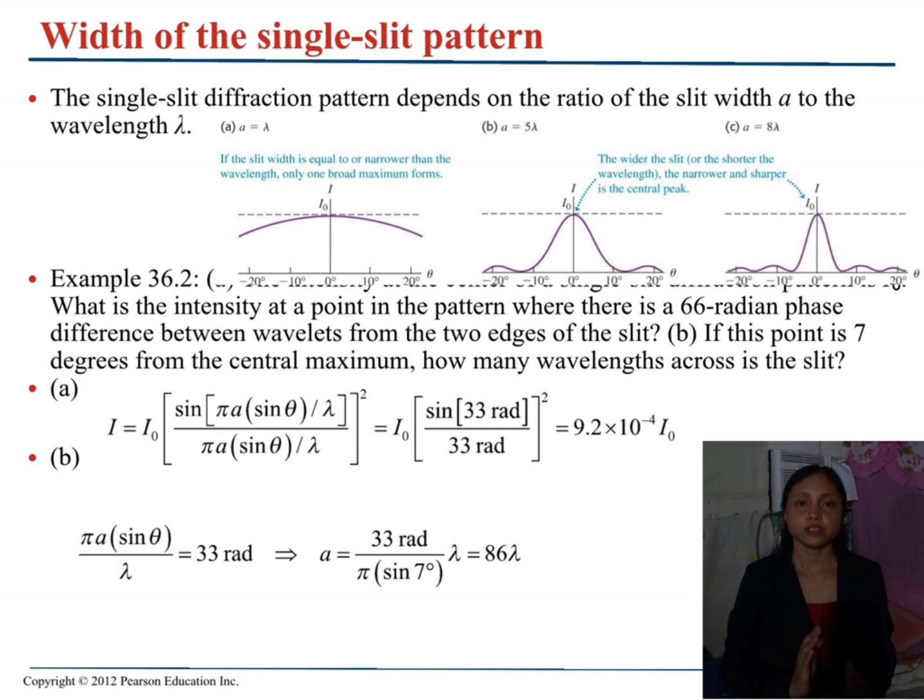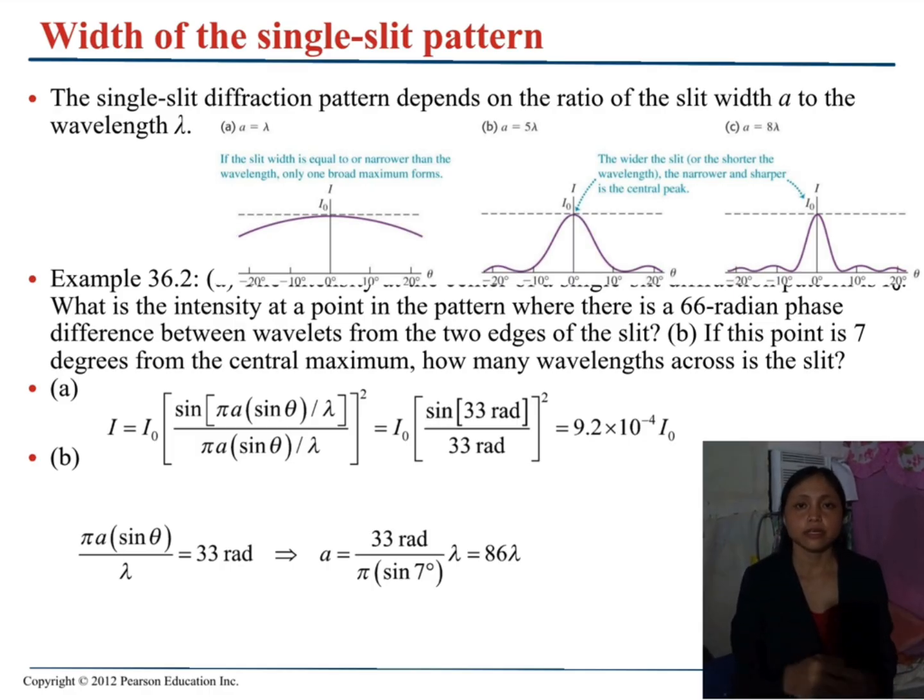The width of the diffraction pattern depends on the ratio of slit width to wavelength. A wider slit produces a narrower diffraction pattern, while a narrower slit produces a wider diffraction pattern. Similarly, longer wavelengths create broader diffraction patterns.